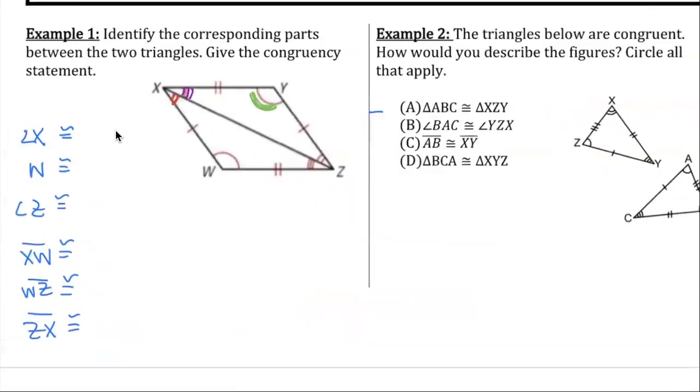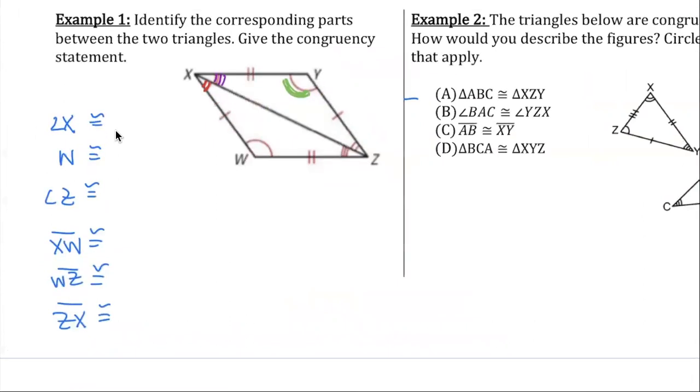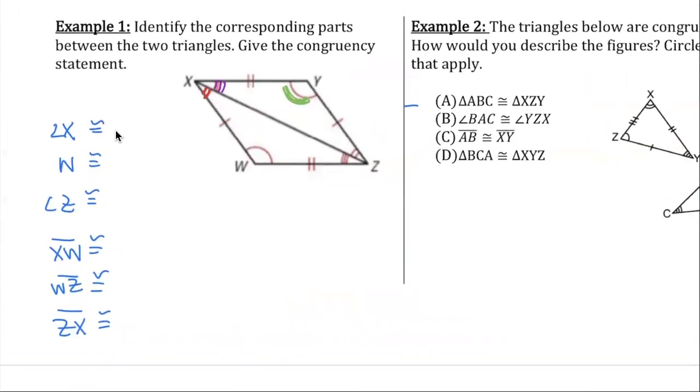So in example 1, that's actually what we're going to look at first here. This says identify the corresponding parts between the 2 triangles. And whenever we say corresponding parts, that means anything goes. That means we could talk about any of the 3 angles or any of the 3 sides.